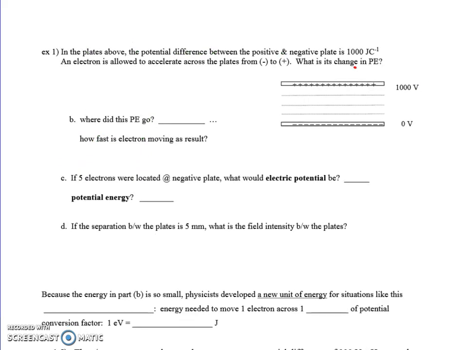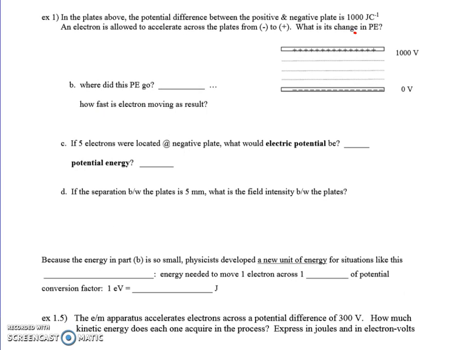Okay, so we're back to the parallel plates. This time we have an electron that is allowed to accelerate from the negative plate to the positive plate. So from an energy standpoint, we know that by the time it gets to the positive plate, it has kinetic energy. And if it has kinetic energy, it must have lost potential energy. So let's look at the change in potential energy. Sorry, let's use the U.